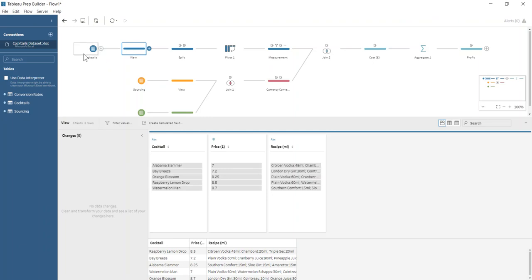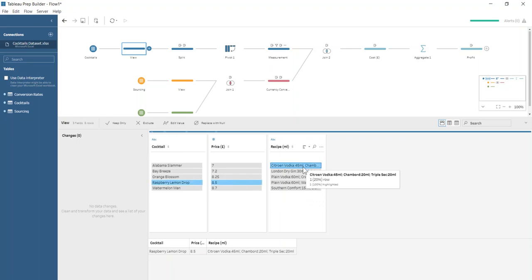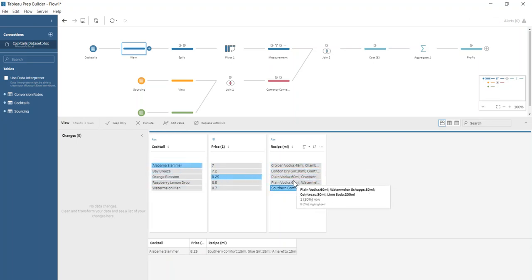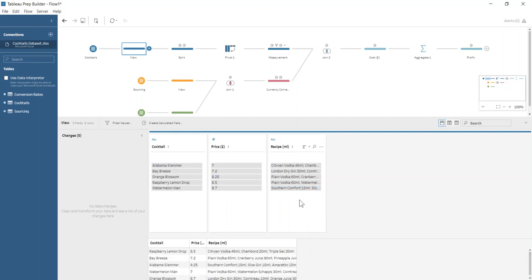Okay, so in our first data set, our cocktails data set, we have our cocktail, our price, and the recipe for that cocktail. So what we need to do, first of all, is to split out each of these ingredients into its own line, and each of those measurements into its own column. So we'll start with splitting out just the ingredients themselves.